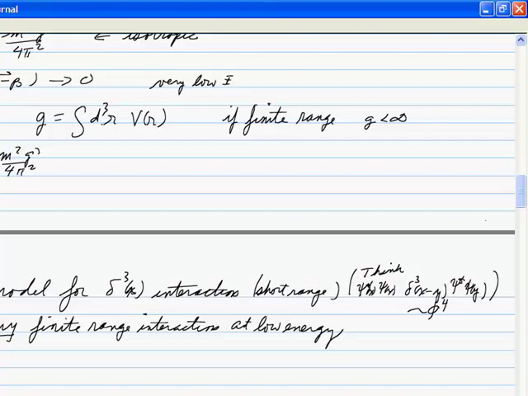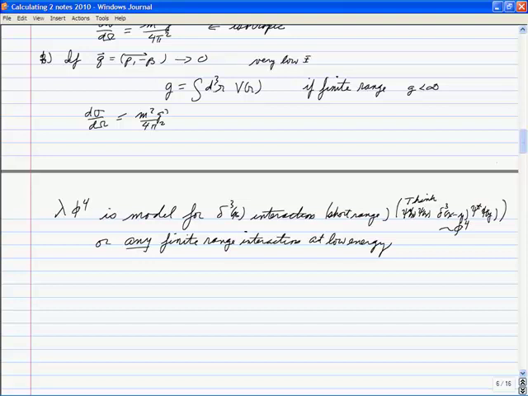More interestingly, any finite range interaction looks like a delta function at low energies, which is useful. So if you're doing polymer physics, and you have these polymers that cross and interact when they cross, that's a local interaction, and so you'd use lambda phi to the fourth as your model. If you're doing scattering of Cooper pairs, that's a short-range interaction. So all these things get modeled by lambda phi to the fourth.